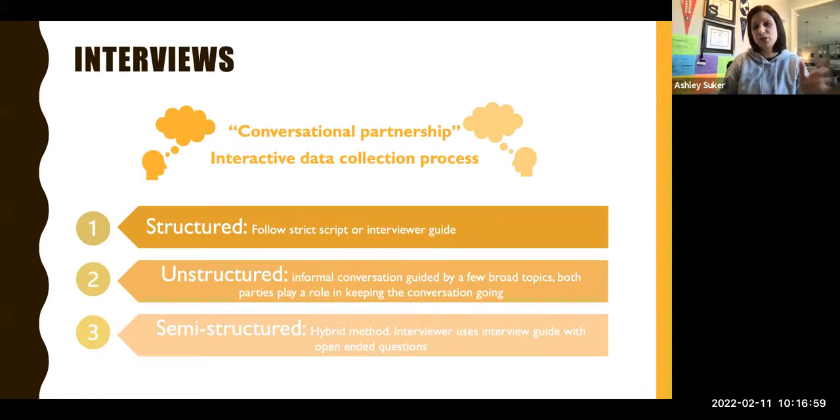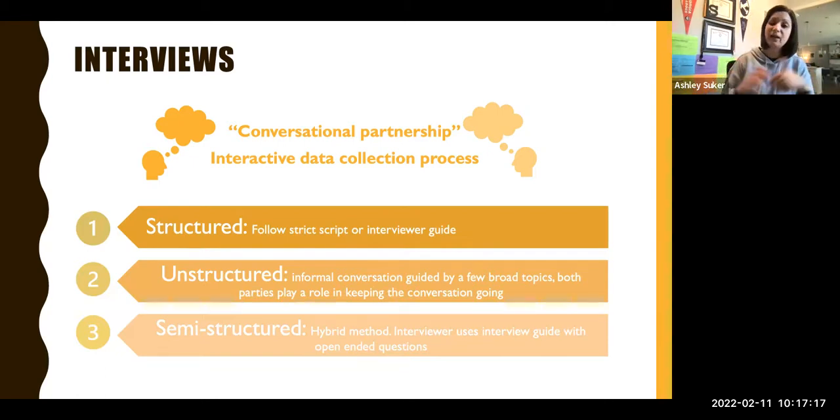Interviews are conversational partnerships, and it's an interactive data collection process. There are three types. There are structured interviews. Those follow a strict script or interviewer's guide. Unstructured interviews are informal and conversational. They're guided by maybe a few broad topics.